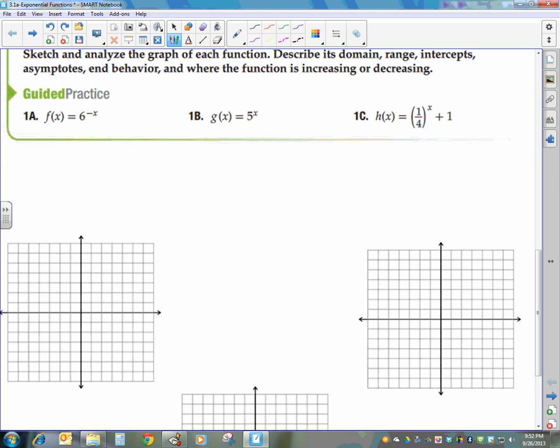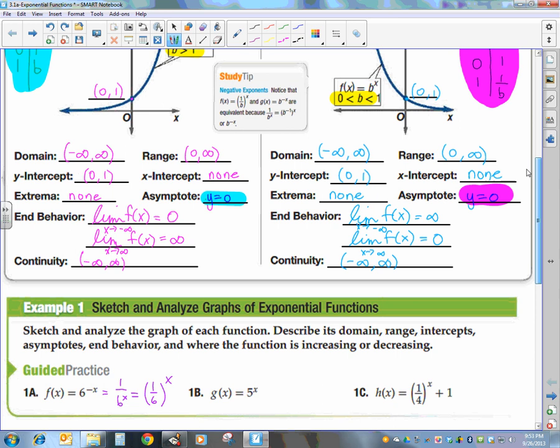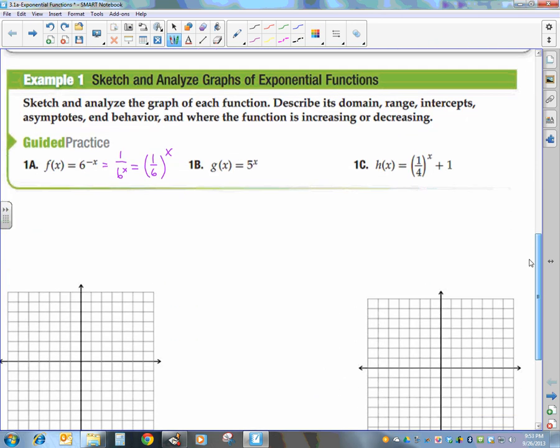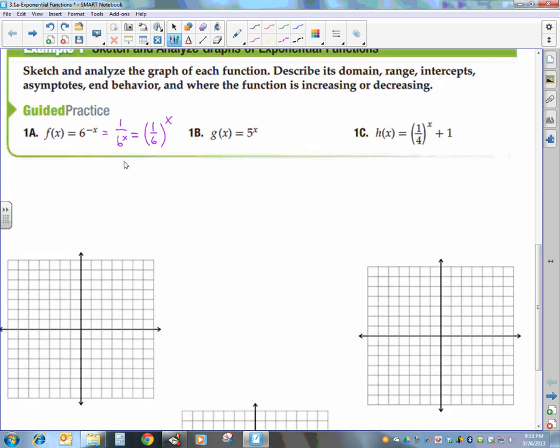Now, that is the same thing as 1 over 6 to the x. Okay, and I kind of skipped over it, but I put it right here. This is the little tip that reminds you 1 over b to the x and b to the negative x are the same thing. So that's what I've done, just use the property of negative exponents.